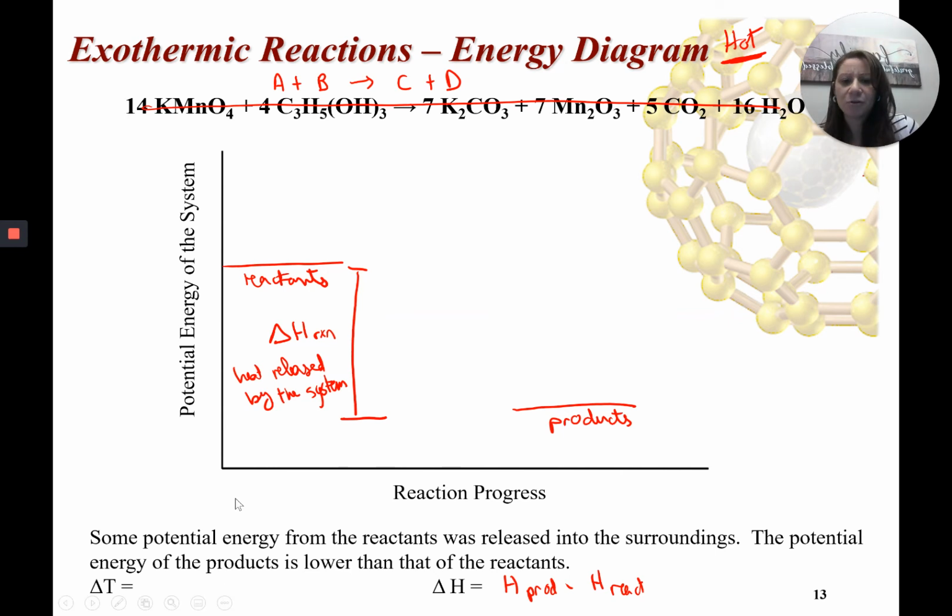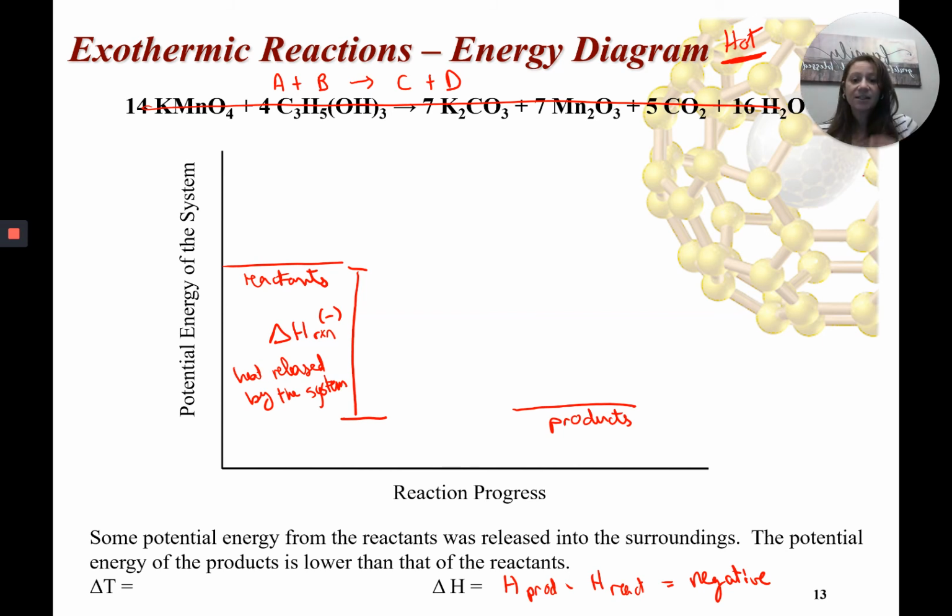So let's look at our values here. The products have this much potential energy. The reactants have this much potential energy. If we take this number minus this number, a lower number minus a bigger number, is that going to give you positive or negative? That's going to be a negative value. And so that's another way that you know that you have an exothermic process: if the delta H is negative, because what that means is the products have lower potential energy than the reactants. So final minus initial is going to be a negative number.